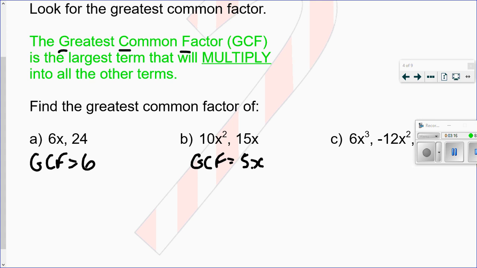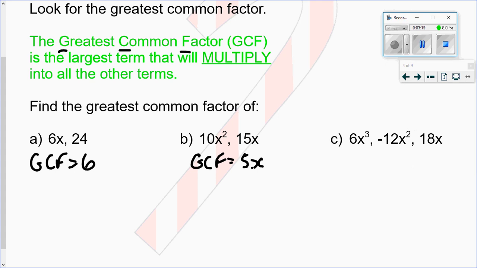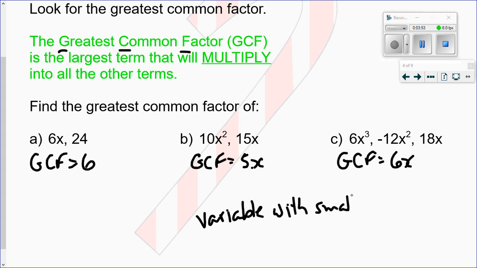The largest for 10x squared and 15 is 5x. And the largest for 6x cubed, negative 12x squared, and 18x is 6x. Now with the variables, it takes a little bit to get the hang of that one. What you want is the variable with the smallest exponent. That will always be part of the greatest common factor.